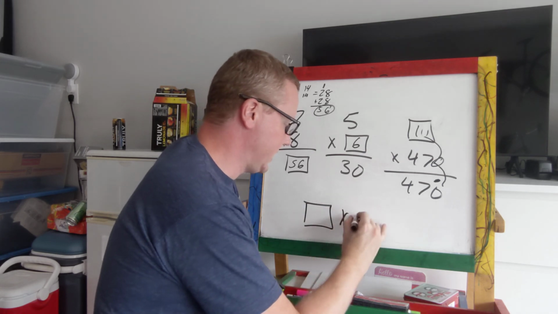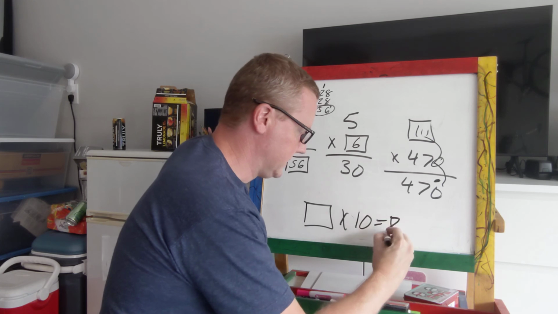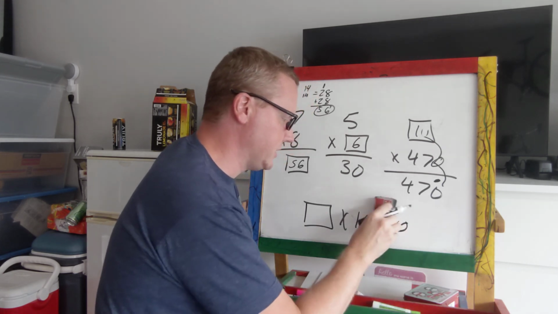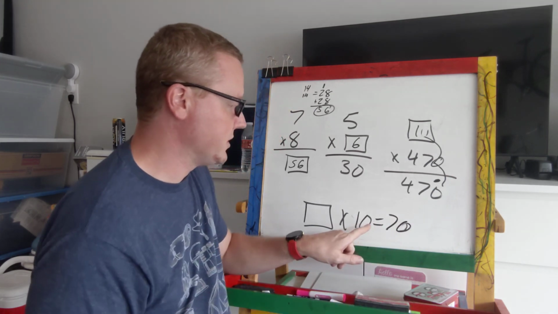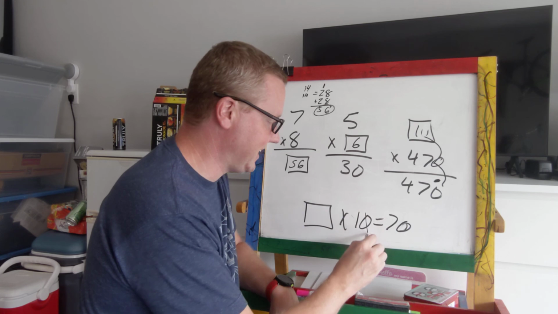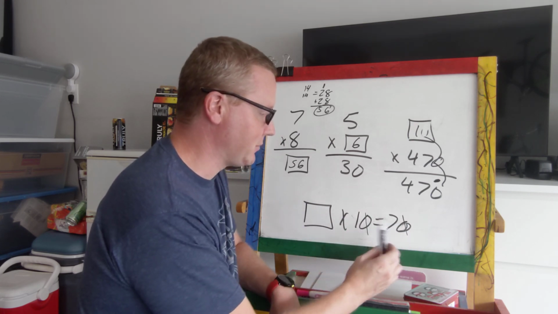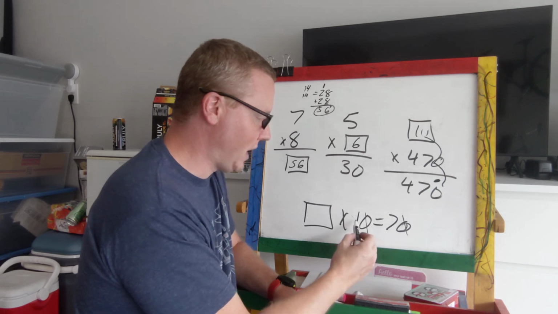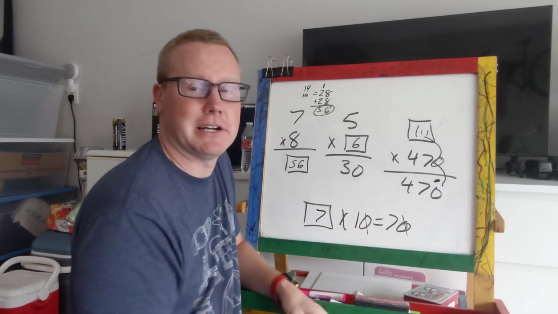Blank times 10 equals 70. Mr. B got too excited. That's okay. So you can just know, we'll slow it down. I have this 0 here, this 0 here. What times 10 will equal 70? How many groups of 10 to equal 70? 7 groups of 10. That zero trick was wrong.